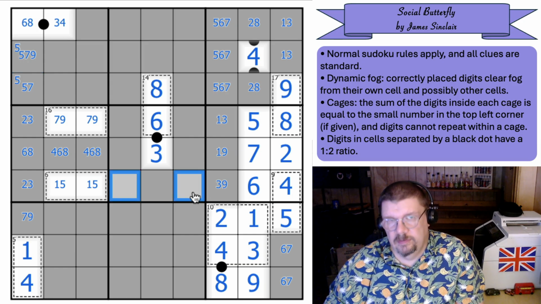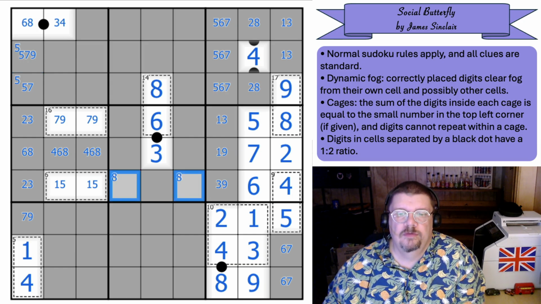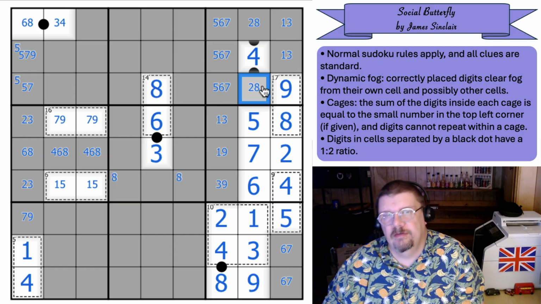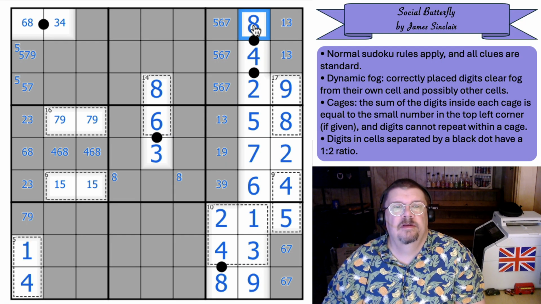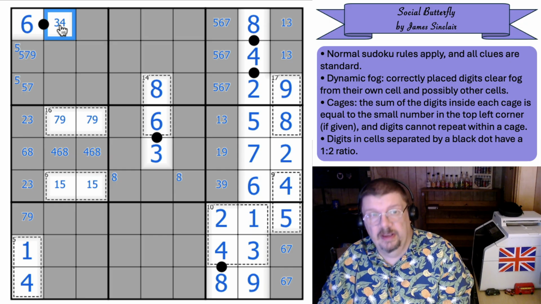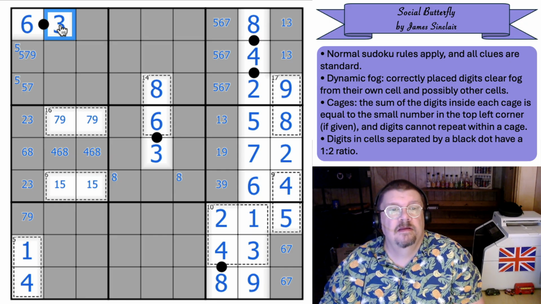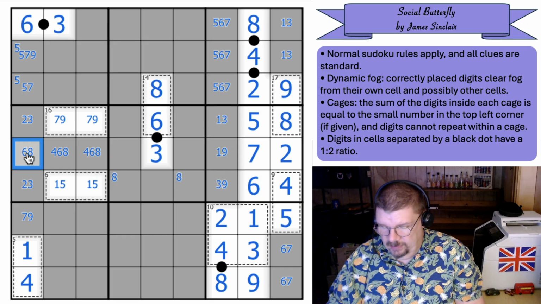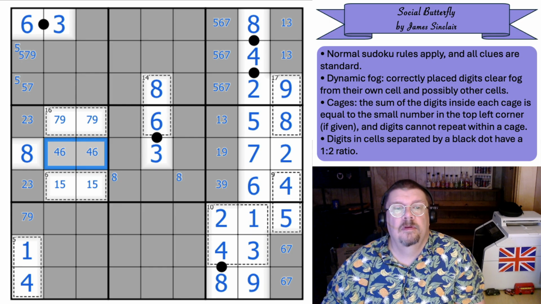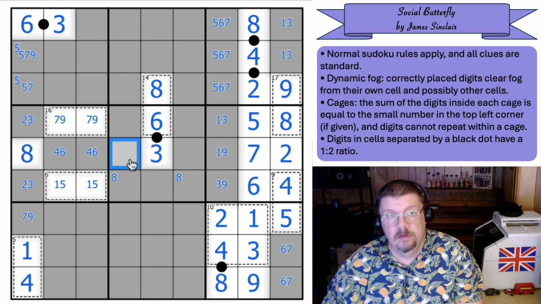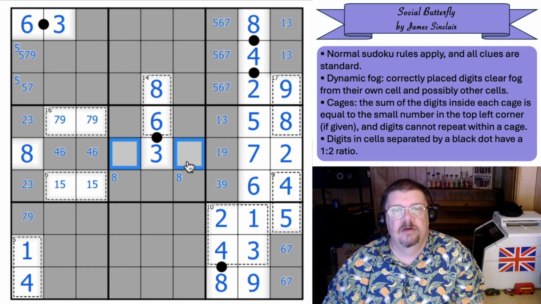Okay, we have an 8 in one of those two. This 8 is looking across. That is a 2. That is an 8, which makes this a 6 and this a 3. That 6 makes this 8. So these are from 1, 5, and 9.